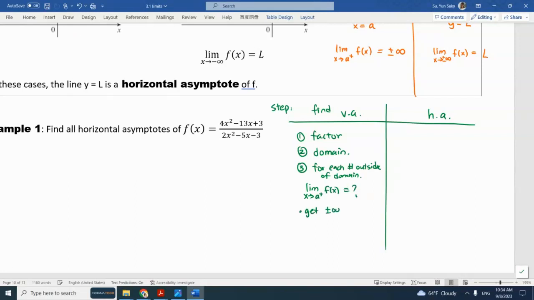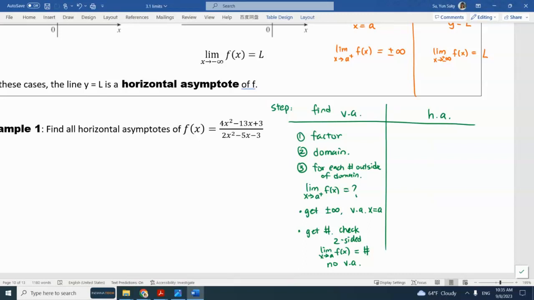If you get infinity or minus infinity, then the vertical asymptote is x equals a. Right, everybody? If you get a number, then you need to check the two-sided limits to show it equals the number. It might be the same number, it might be different numbers, that's possible. But if you get a number on both sides, then you have no vertical asymptotes. Is that okay, everybody?